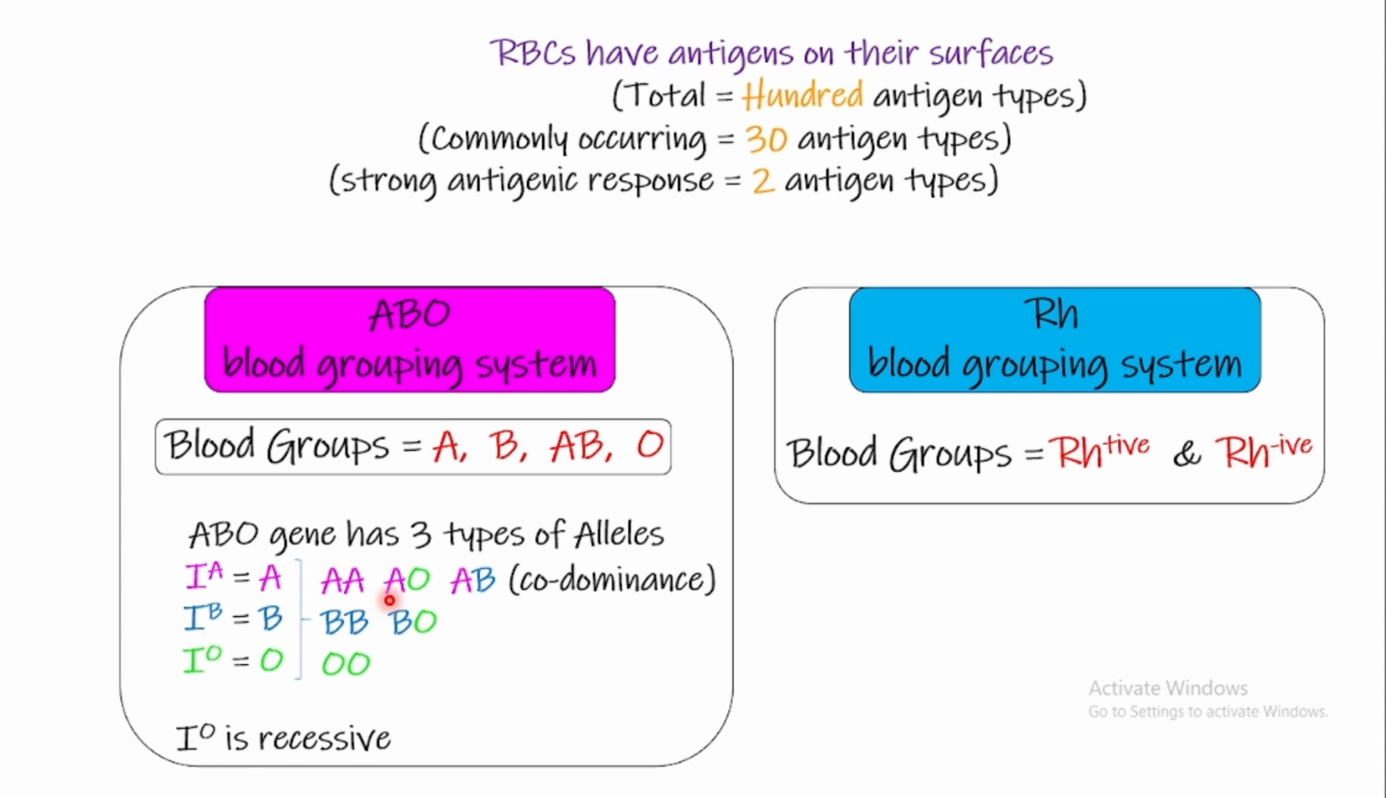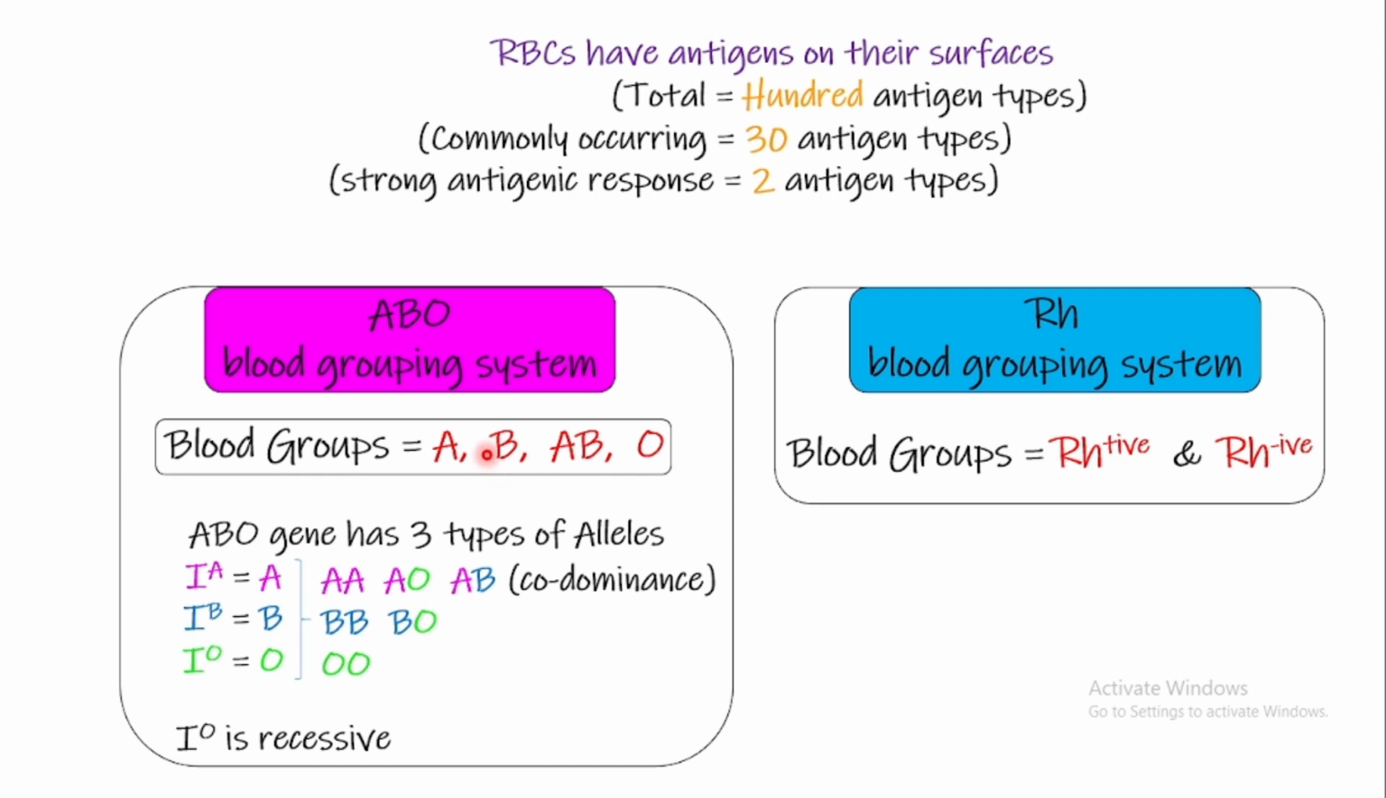Now, if the person has one allele IB and the other allele is IO, then the genotypic representation will be BO. As B is dominant and O is recessive, this genotype will give a phenotypic representation of antigen B only, present on the surface of red blood cells. So the blood group of the person will be blood group B.